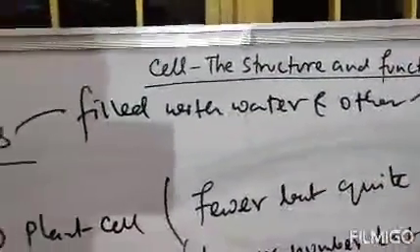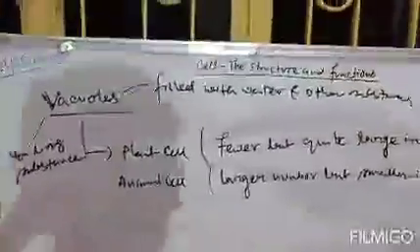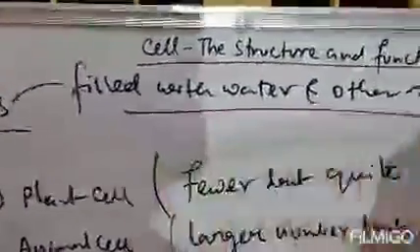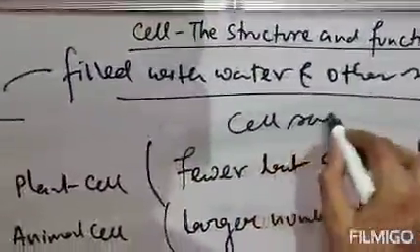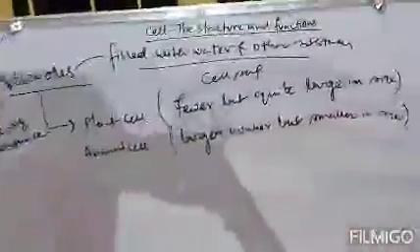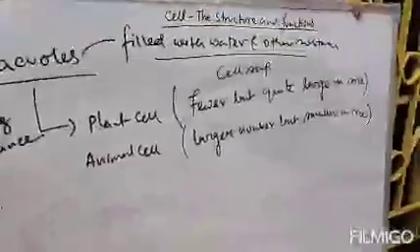This vacuole is filled with water and other substances, which are called cell sap. Clear? So vacuoles, we will say in short, the vacuoles contain cell sap. Cell sap is actually the water and other substances. Other substances means minerals. Clear? So this is all about vacuoles.